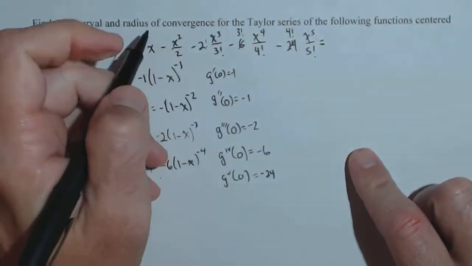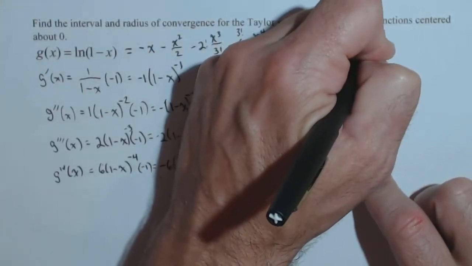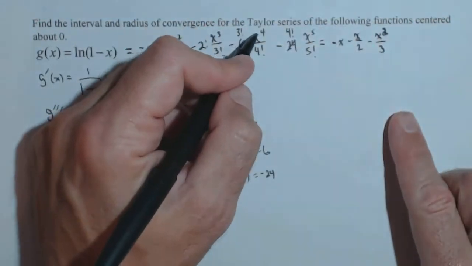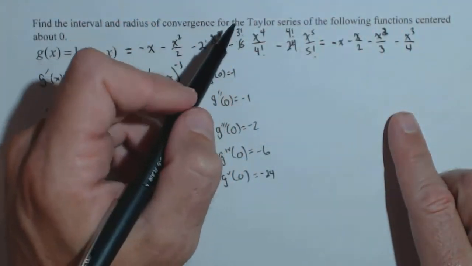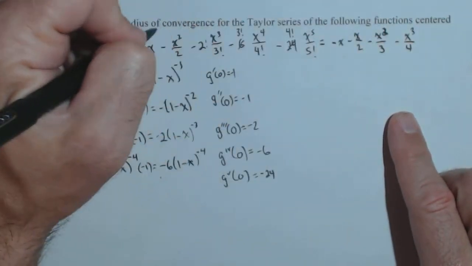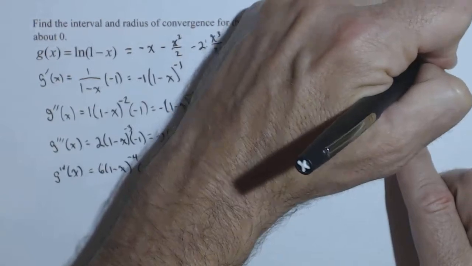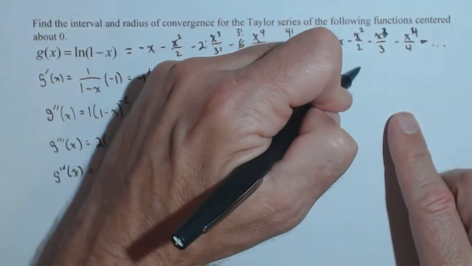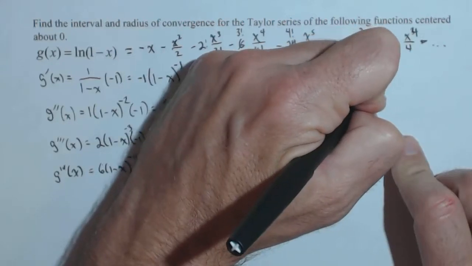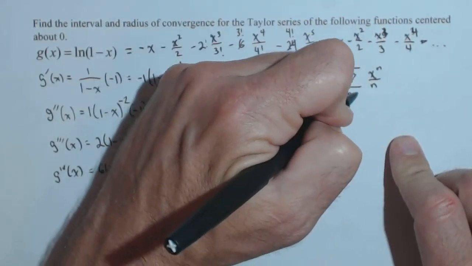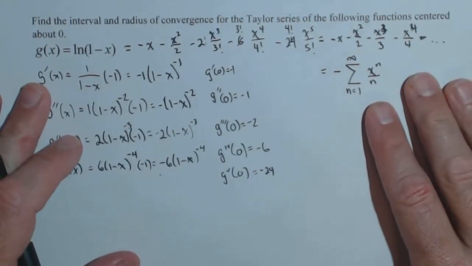It really helps us see the canceling here, because what we end up with is negative x minus x squared over 2 minus x cubed over 3 minus x to the 4th over 4 minus dot dot dot, and we start to see our summation notation. It's going to be x to the n over n, and we'll just start n at 1 up to infinity. So there is our closed form.